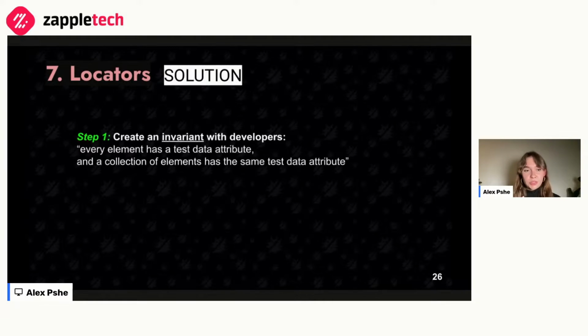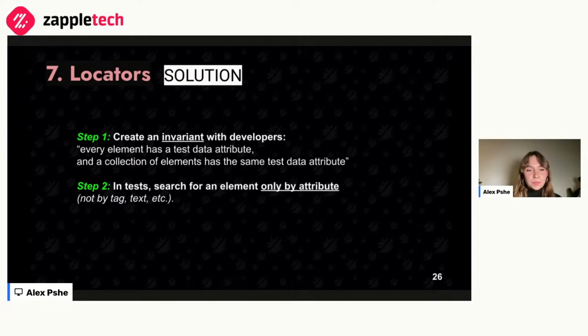First of all, create an invariant. We can work with developers only with this particular statement: every element has a test data attribute, and every collection of elements has the same test data attribute. So it's just the rule, and we must follow it because all of us, as a development team, want to create tests that are as stable, as efficient, as useful as possible. So it's our mission. So let's try to do it.